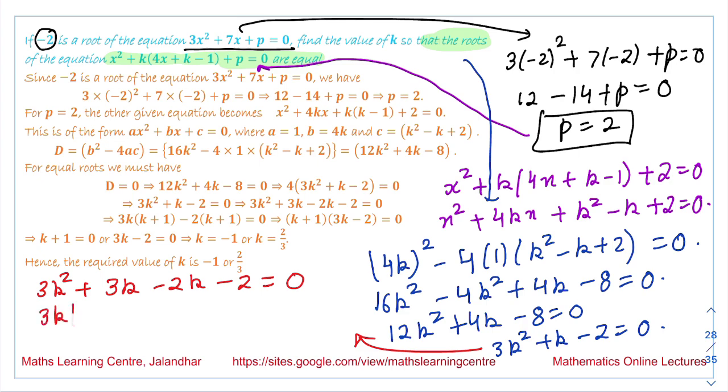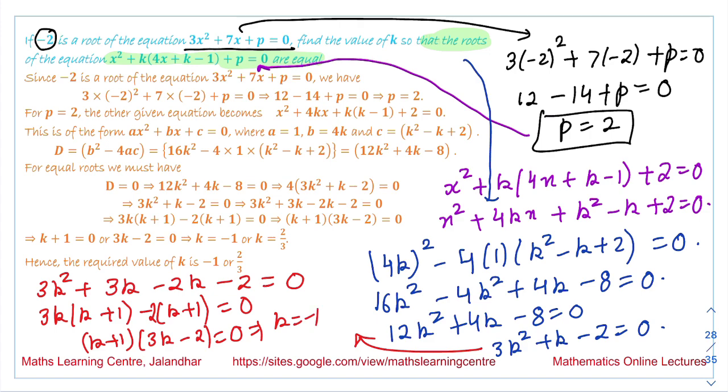We take 3k common, it is k plus 1, minus 2 common, it is k plus 1 equal to 0. So we get k plus 1 into 3k minus 2 is equal to 0. So we get k is equal to minus 1 or k is equal to 2 by 3. So the final answer is that the required values of k are minus 1 and 2 by 3.